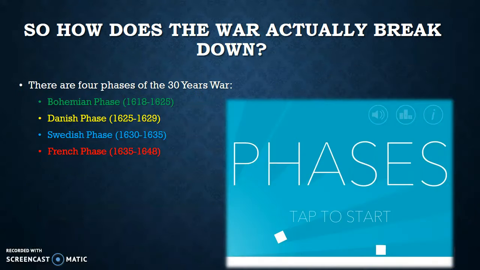So what does the actual conflict look like itself? Well, it's not a straight 30 years of nonstop fighting. In fact, we have different phases of the war in different parts of the war with different players involved. The first phase is the Bohemian phase. Then we have a Danish phase, a Swedish phase, and a French phase. Now, it's important to remember that during these phases, we'll have some people that'll move into the conflict and some people that'll move out. But these are the different areas that we kind of associate with the 30 Years' War.